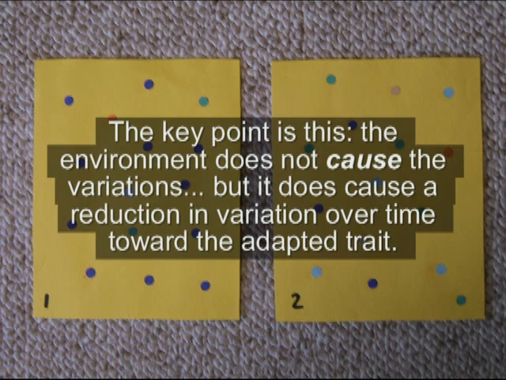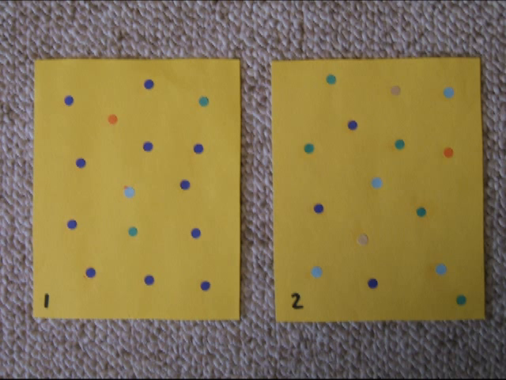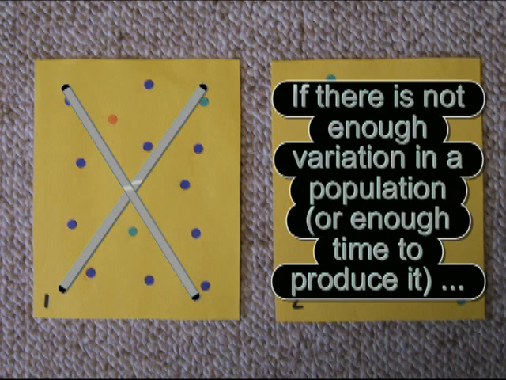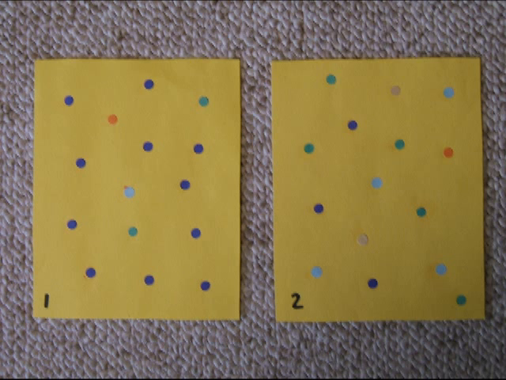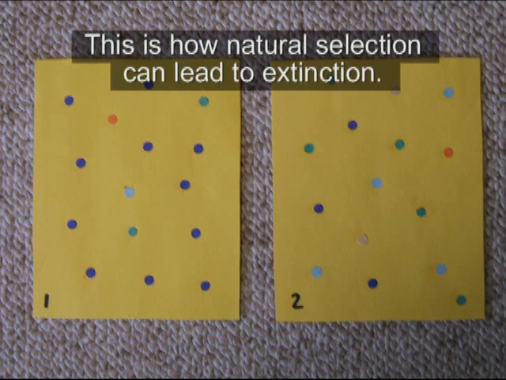The key point is this: the environment does not cause the variations, but it does cause a reduction in variation over time toward the adapted trait. If there is not enough variation in the population, or enough time to produce it, an entire population can lose the struggle for existence. This is how natural selection can lead to extinction.